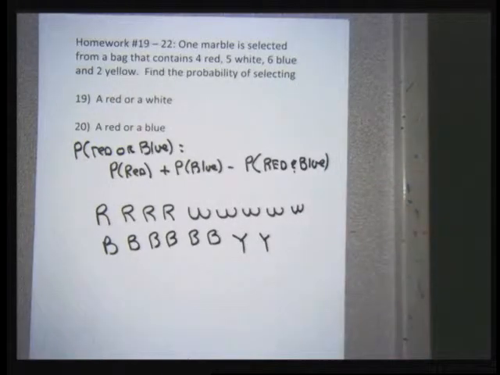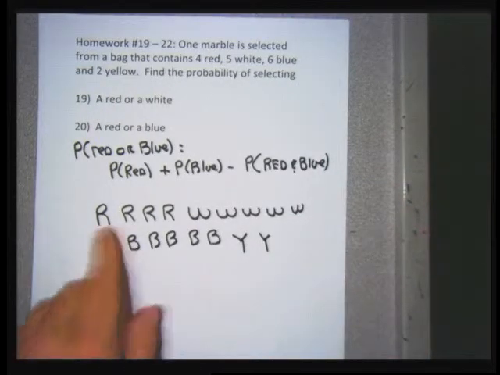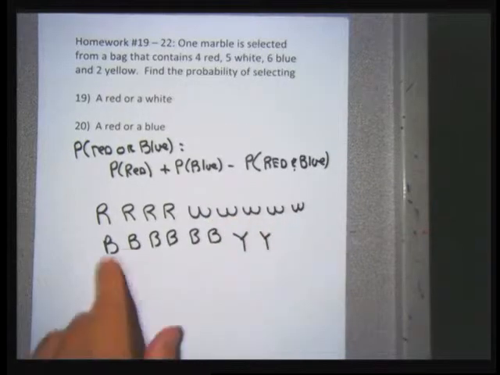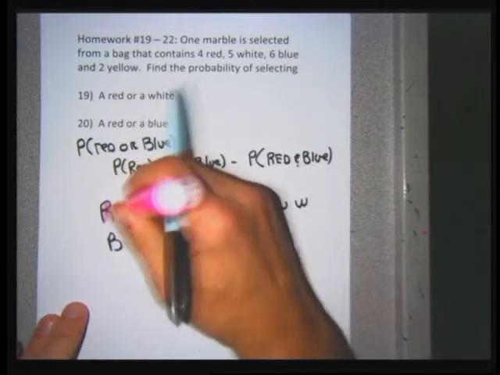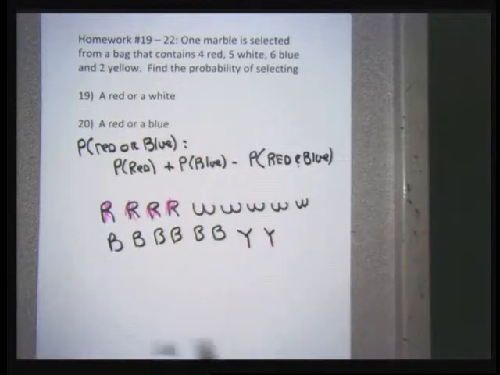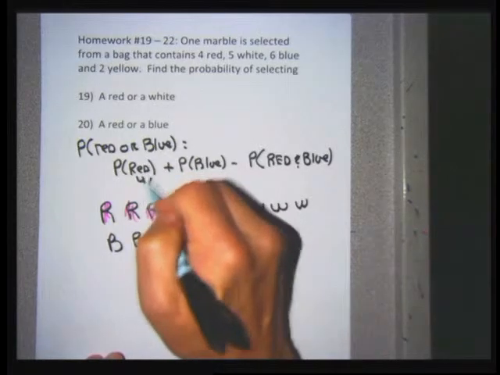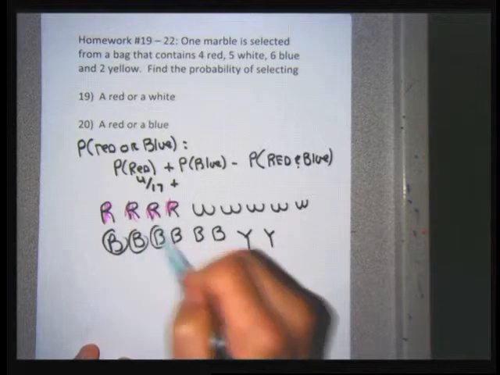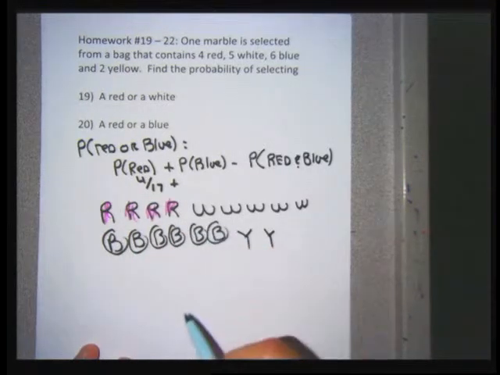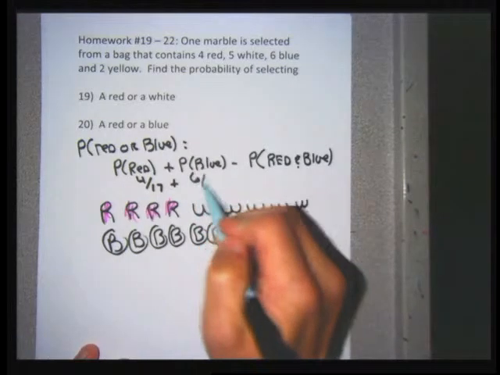So each of the denominators is going to be how many? 1, 2, 3, 4, 5, 6, 7, 8, 9, 10, 11, 12, 13, 14, 15, 16, 17. Each of the denominators is going to be 17 for my fractions because there's 17 marbles in this bag. So for the probability of a red, there are 4 red marbles. So the probability of getting a red marble is 4 in 17. For the probability of getting a blue marble, there's 6 blue marbles.